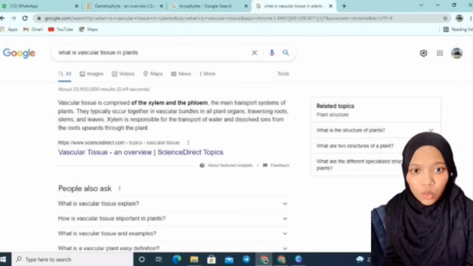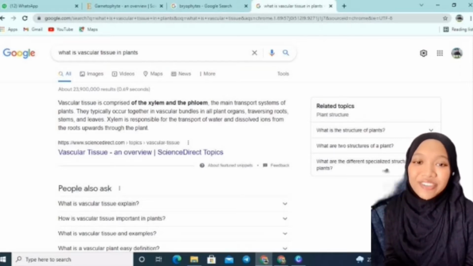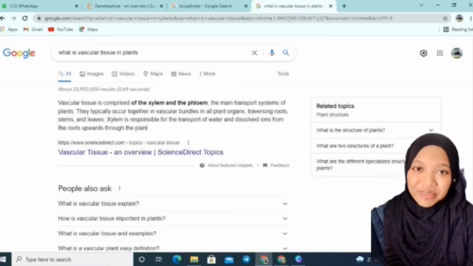Before going further, what is vascular tissue? Vascular tissue is specialized for transport of water and organic nutrients throughout the body of a plant. Vascular tissue also provides support to plants. So bryophytes typically are low-lying, and some mosses can only reach a maximum height of 20 cm.